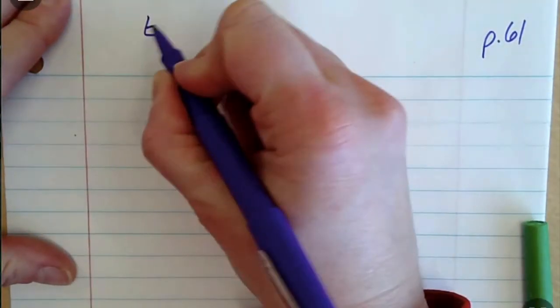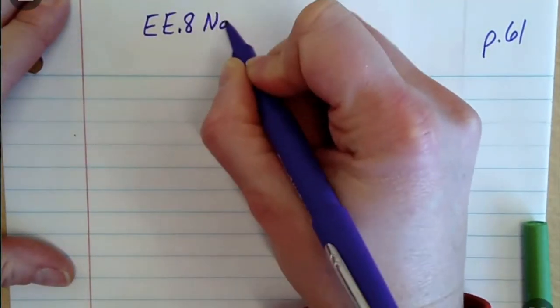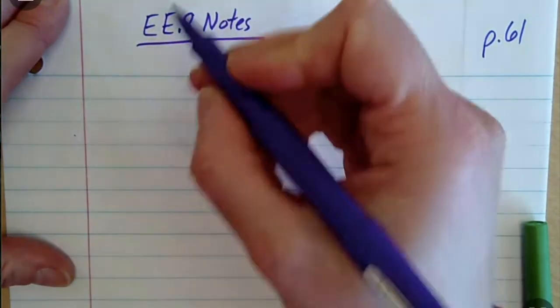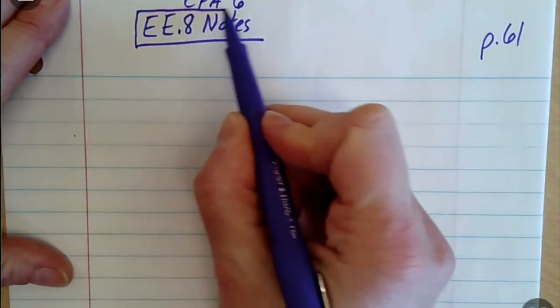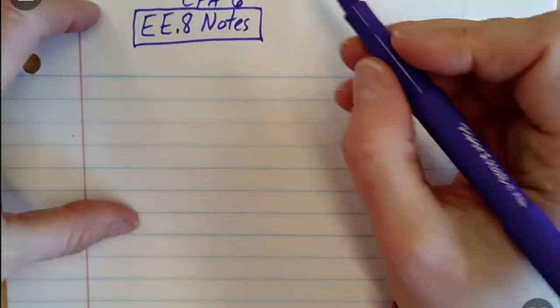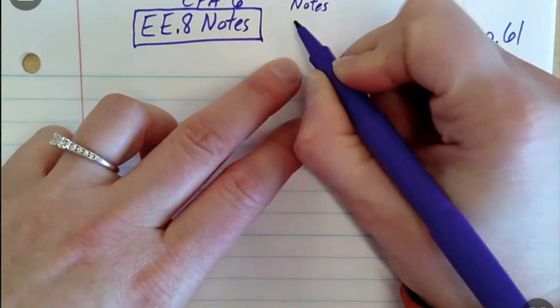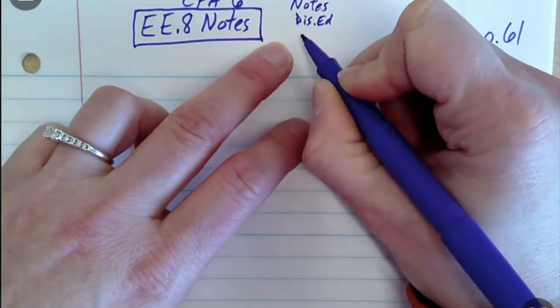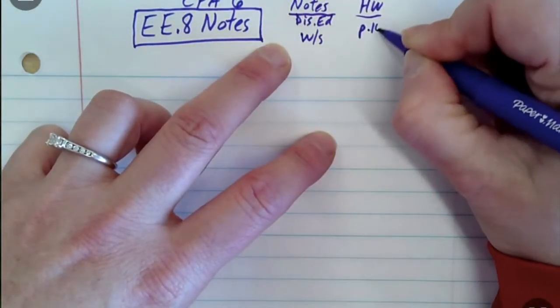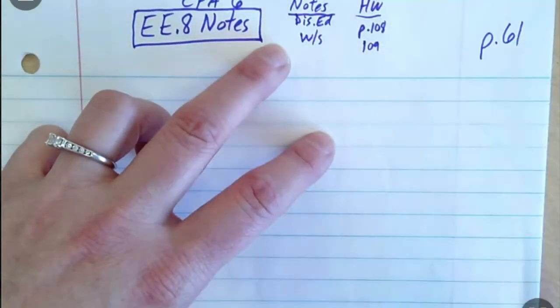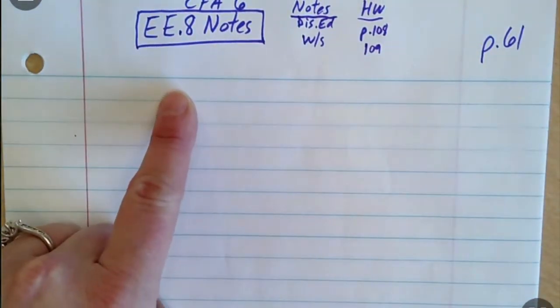This is page 61 in our notes, and we are continuing our EE8 notes. This is one standard, for CFA 6. A couple things I want to do in these notes. We have the notes from the Discovery Ed worksheet that we've done. You had the homework, which was page 108, 109. We're going to take these notes as well on page 61.